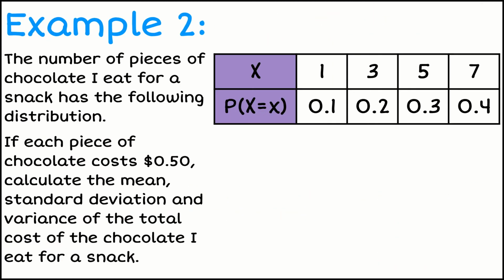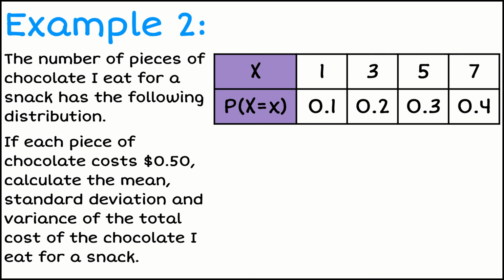All right. Let's try a word example problem now. In those previous ones I gave you the actual expression. Now we've got a word problem, we need to work out the expression and then we can use the formula. The number of pieces of chocolate I eat for a snack has the following distribution. I could have 1, 3, 5 or 7 pieces of chocolate depending at different probabilities. If each chocolate costs me 50 cents, we need to find the mean, standard deviation and variance of the total cost of the chocolate.